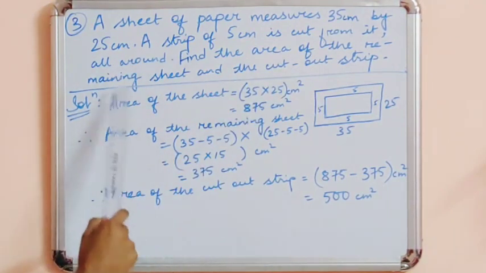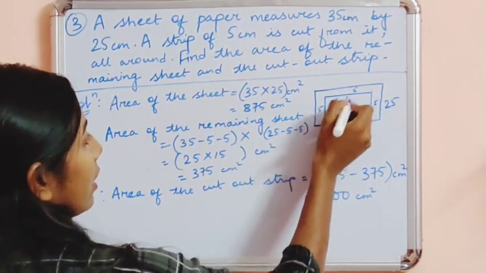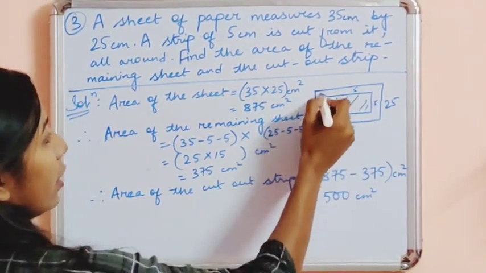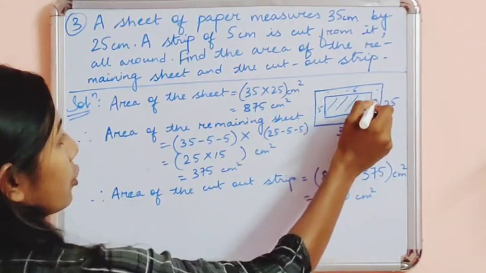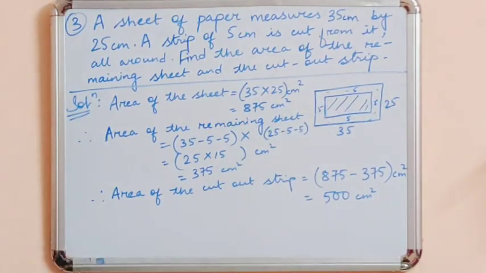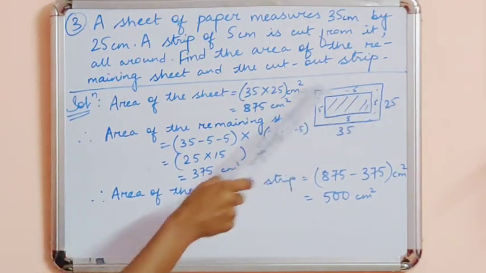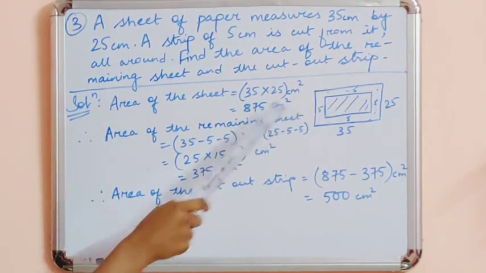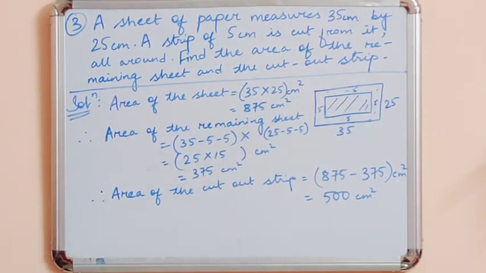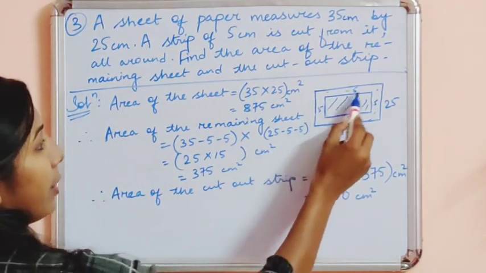Now we need to find the area of the remaining sheet. Which is the remaining sheet? This portion is the remaining sheet, and the other one, this one, is the cutout portion. So area of the sheet will be length into breadth, that is 35 into 25, that comes to 875 centimeters square. Now area of the remaining sheet, how do we find out this area?